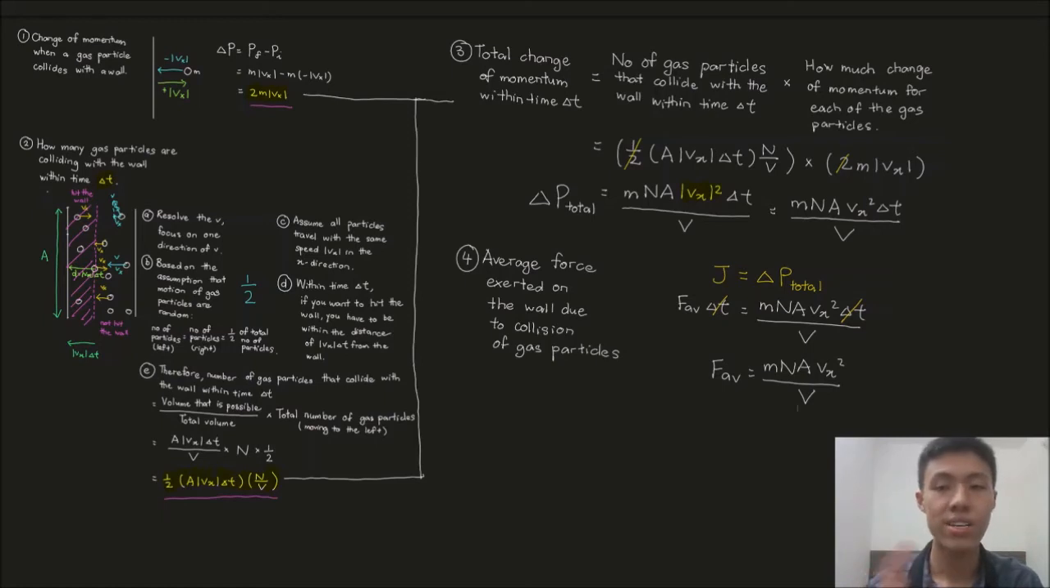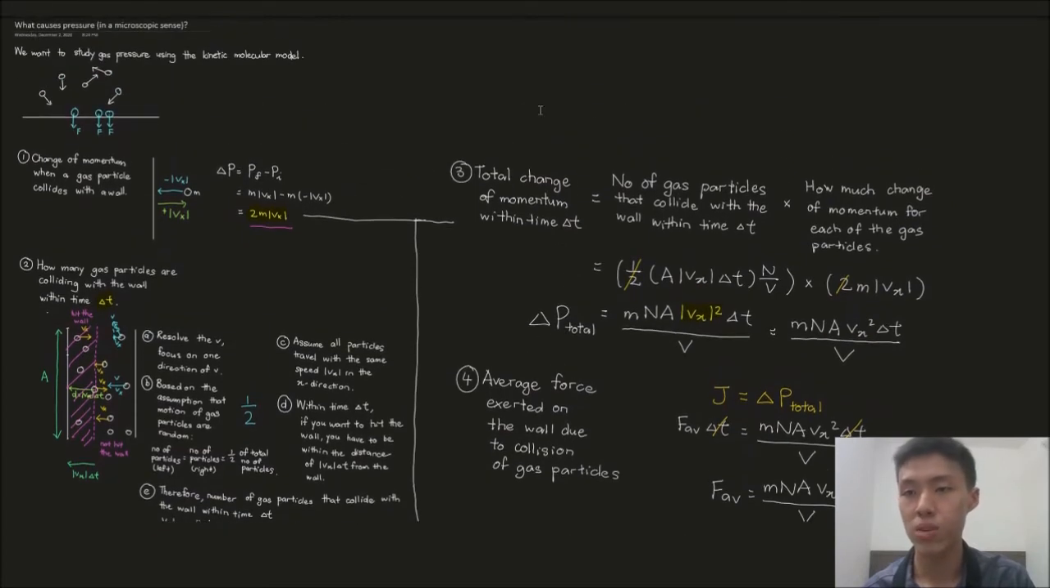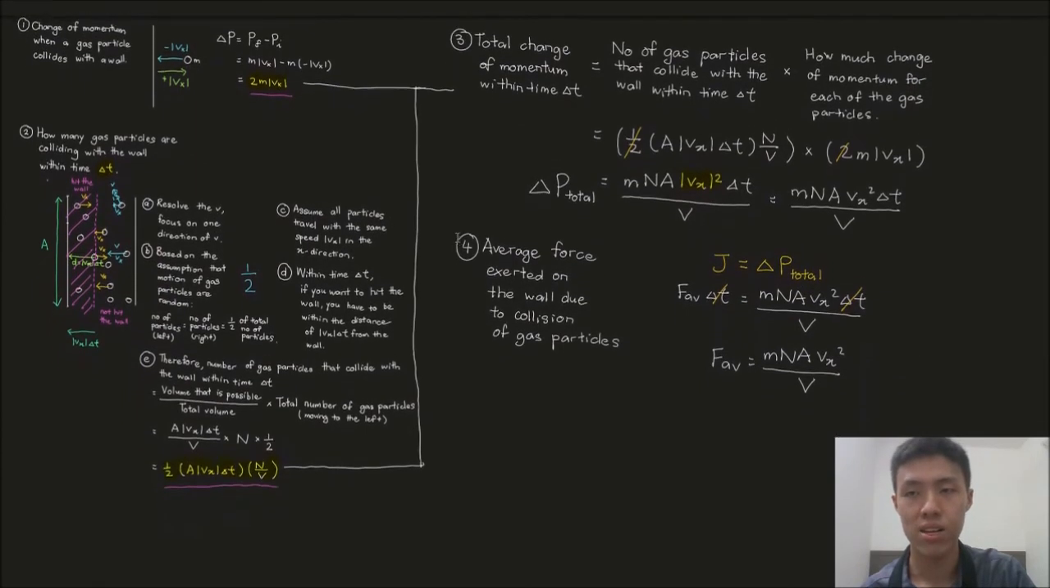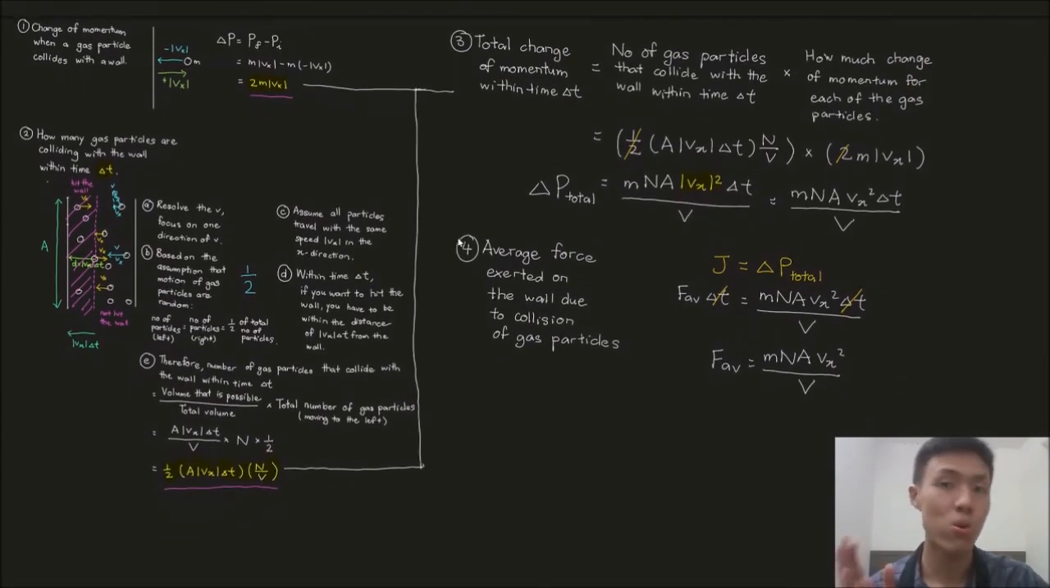So now after getting the average force, we are very near to our last aim. Remember our aim. Our aim here is to get gas pressure. We want to get gas pressure. So from force to pressure is just one step left. Now it's just dividing it with the area of the left wall.